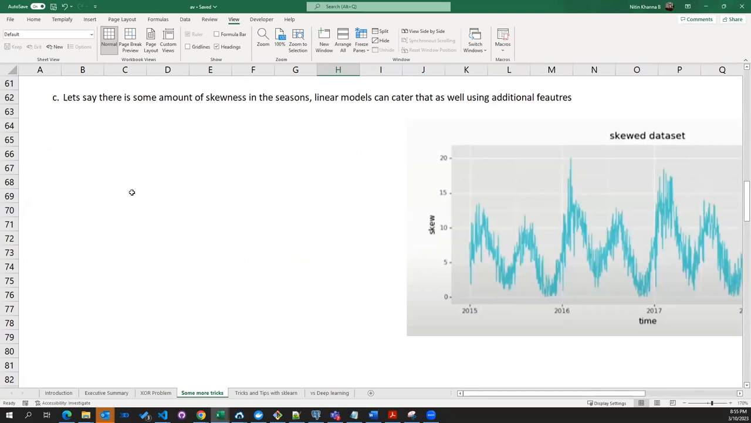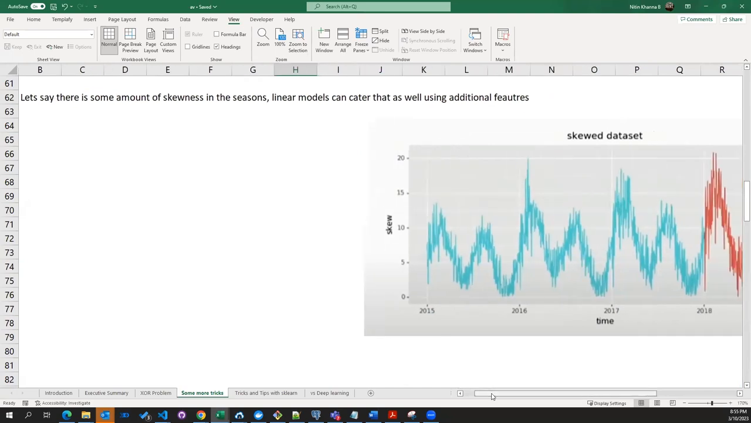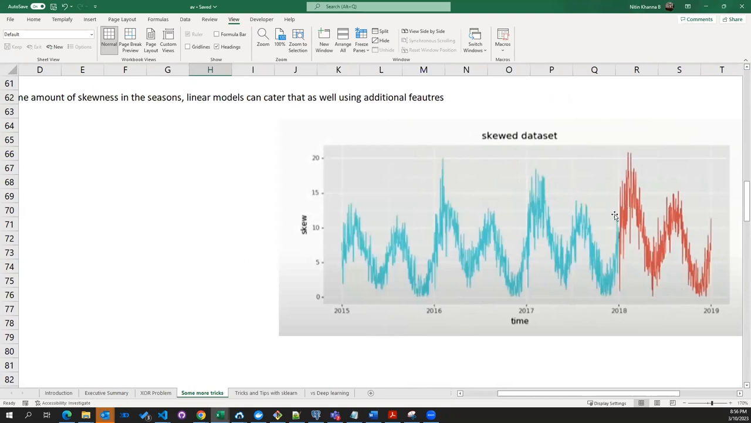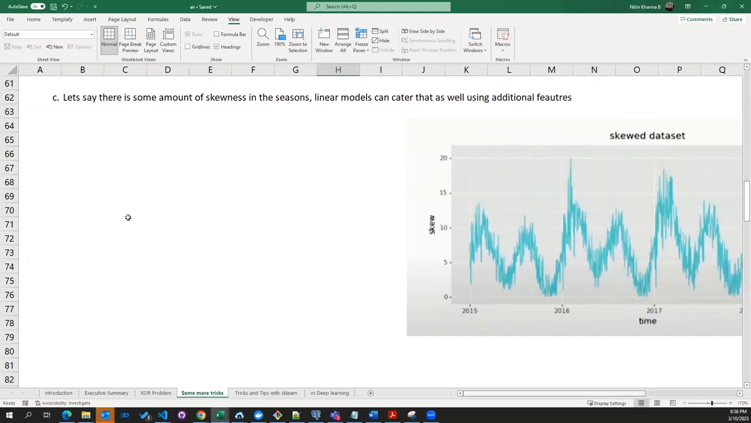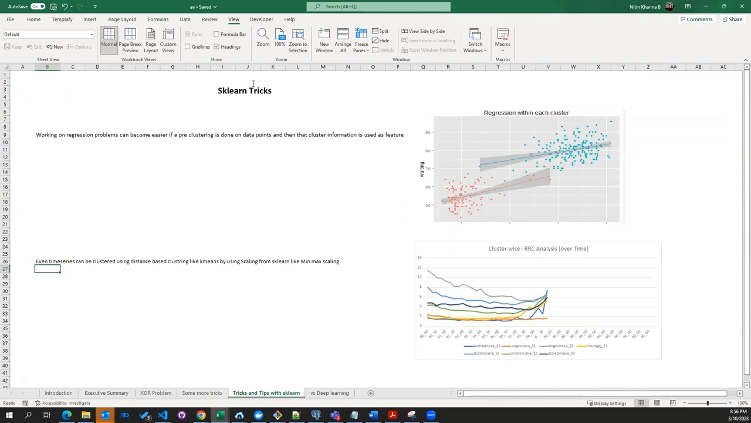Then there can also be skewness in the different seasons. Let's say the impact of season is increasing. The impact of something is increasing season by season, and there's a skewness around it. If you see the test part, although they have the same shape, the amplitude of the waves has altered. This skewness can also be catered to using certain features, we can reduce the amplitude by maintaining the shape, and then it can be used with the linear model itself.